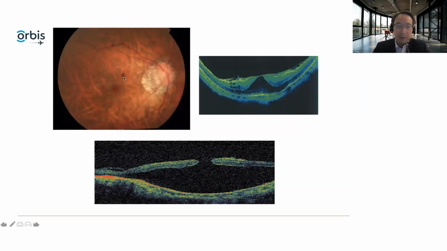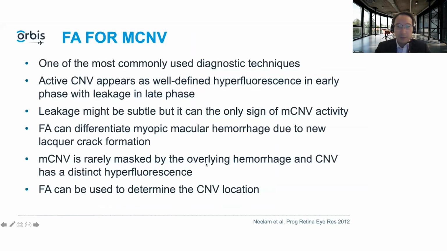So you see something, retinal hemorrhage. This is actually simple macular hemorrhage due to lacunar crack formation, not due to myopic CNV. On the OCT, you can see the myopic traction maculopathy and also myopic macular hole detachment.